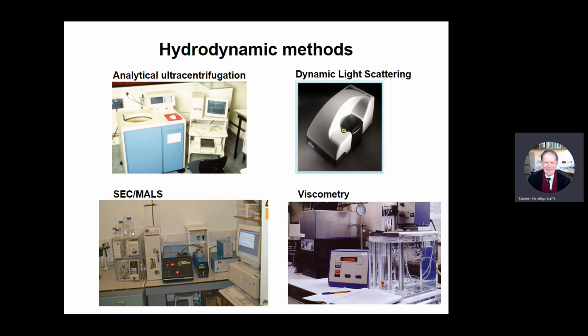So these are some of the hydrodynamic methods. These are the principal ones, if you like, that we have here. There's the analytical ultracentrifuge. It's a high-speed ultracentrifuge. High speeds meaning speeds up to 50,000 RPM, which is about 200,000 G, with an optical system, so we can look at the sedimentation properties of molecules and make deductions from that.